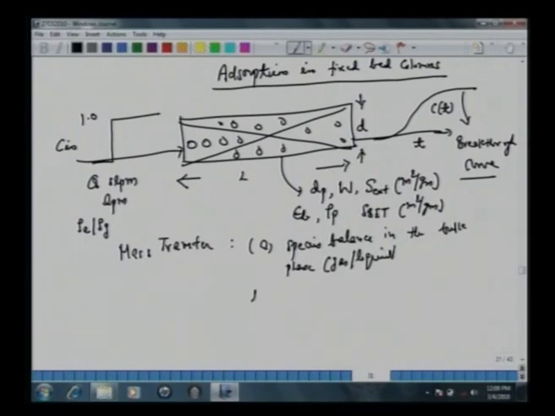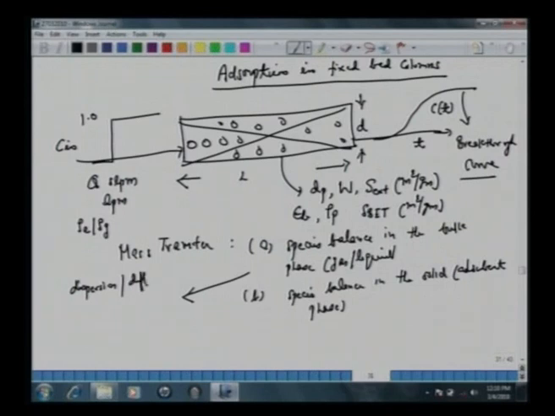Alright, and then we have to make this species balance in the solid phase as well, which is the adsorbent. And when we say species balance in the bulk phase, then essentially we will have to put dispersion or diffusion on what we call interphase mass transfer, or interface mass transfer rate here.